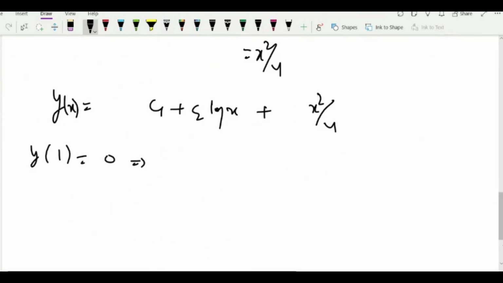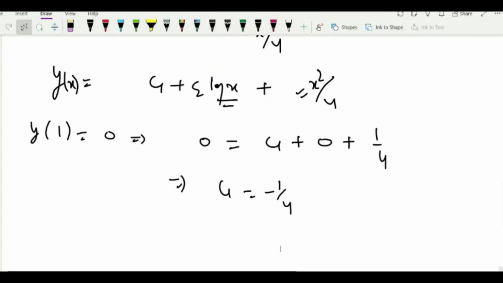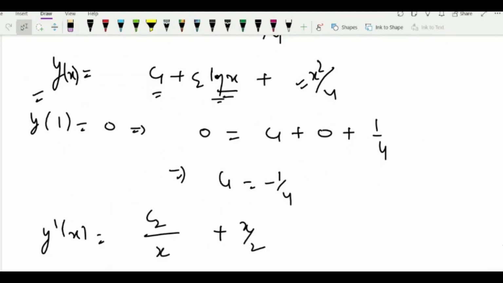Substituting y(1) is equal to 0. 0 is equal to log 1, which is 0, plus 1 by 4 as y1. We get c1 is equal to minus 1 by 4. And the second condition is on the derivative, so differentiating: c1 differentiation is 0. Here c2 upon x plus x upon 2. x square differentiation is 2x upon 4, x upon 2.